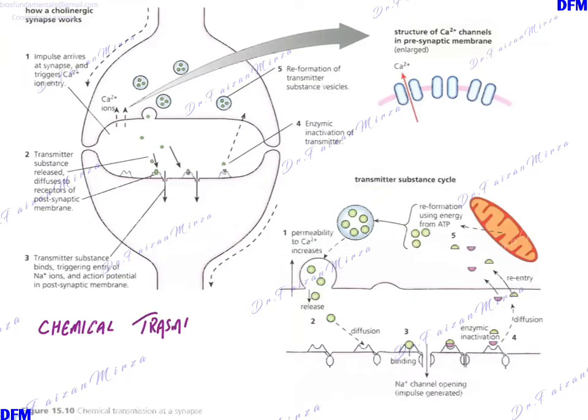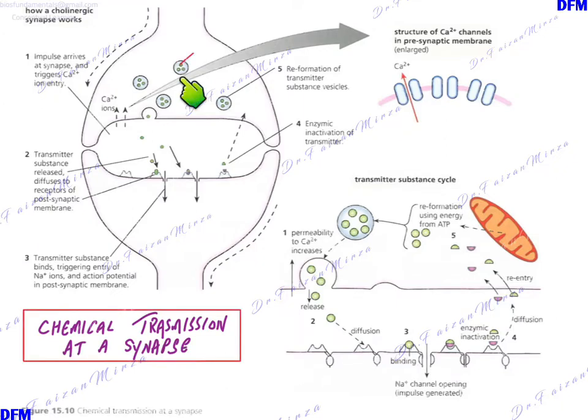How does chemical transmission occur at the synapse? I have annotated this diagram taken from C.J. Clarke's book. So what's happening here? You have two neurons, and this is the gap between the two neurons. This is called the synaptic cleft. And at this synaptic cleft, what do we have? This gap is called the synaptic cleft.